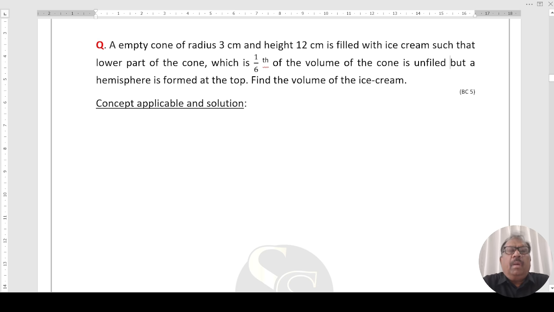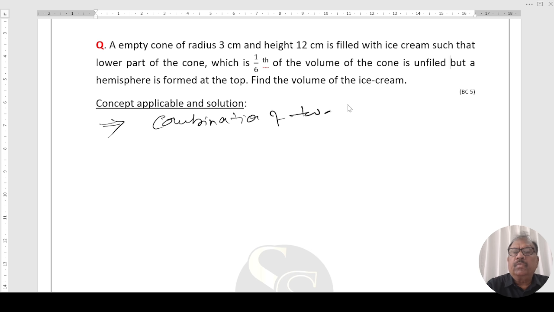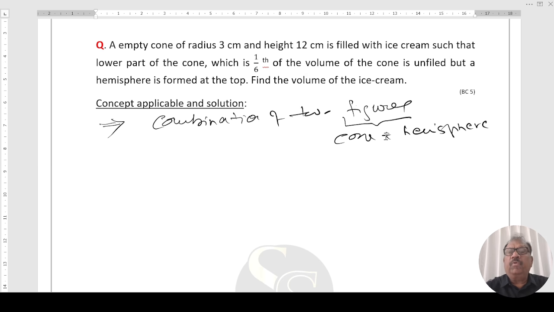Question is, an empty cone of radius 3 cm, height 12 cm is filled with ice cream such that the lower part of the cone, which is 1 by 6 of the volume of the cone, is unfilled. But a hemisphere is formed at the top. Find the volume of the ice cream. Here the concept is a combination of two shapes. Two figures are cone plus hemisphere.